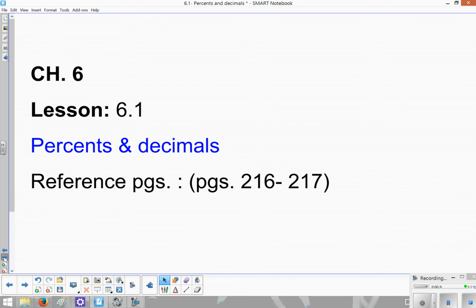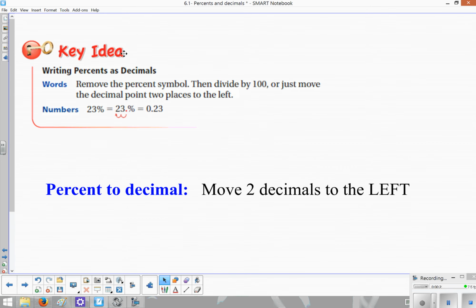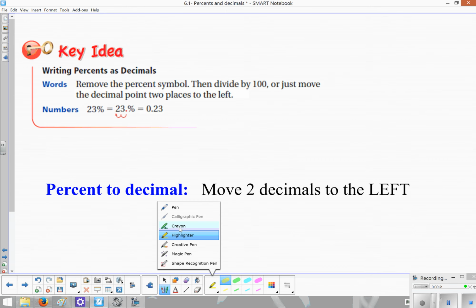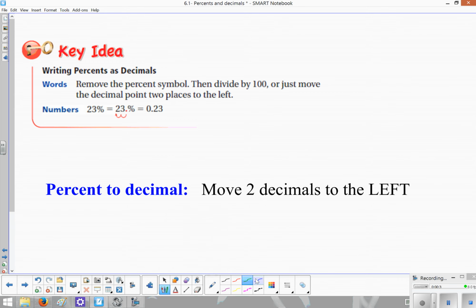Okay, let's go ahead and get started with some key ideas. There's two today. Now, I don't want you to write this down, so just listen first, and I'll tell you what to write down in just a bit. All right, so for the first part, we're going to write our percents to decimals.